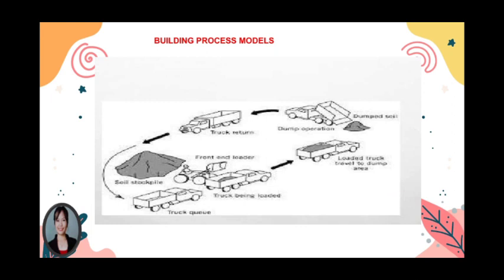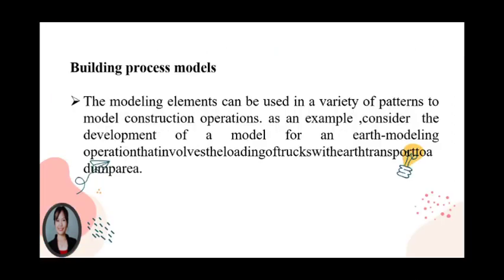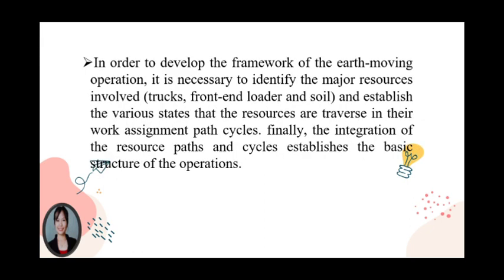Building process models. The modeling elements can be used in a variety of patterns to model construction operations. As you can see, the best example of the building process model is considering the development of a model for an earth moving operation that involves loading of trucks with earth and transport to a dump area. So, in order to develop the framework of the earth moving operation, it is necessary to identify the major resources involved, trucks, front end loader, and soil, and establish the various states that the resources traverse in their work assignment path cycles. Then finally, the integration of the resource paths and cycles establishes the basic structure of the operations.